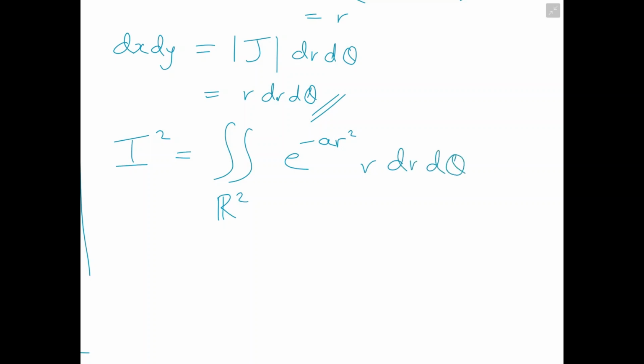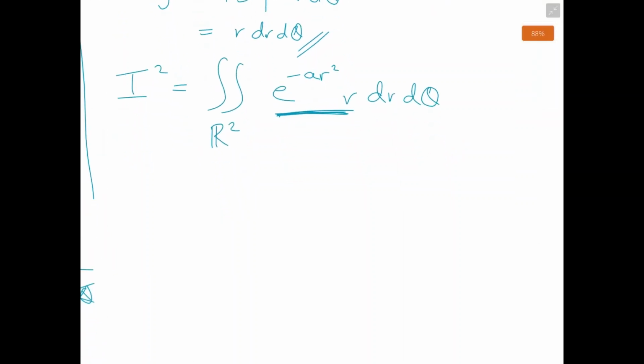So now you can probably see why we chose to switch to polar coordinates, because now instead of evaluating the integral of e to the minus x squared, we have to evaluate r times e to the minus r squared, which is a much easier integral, as we'll soon see.